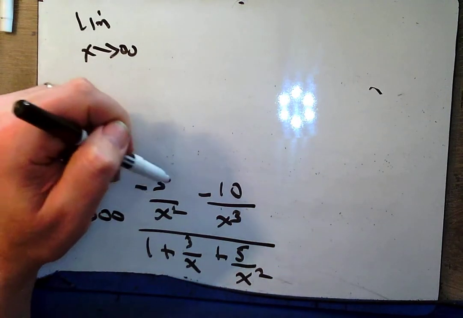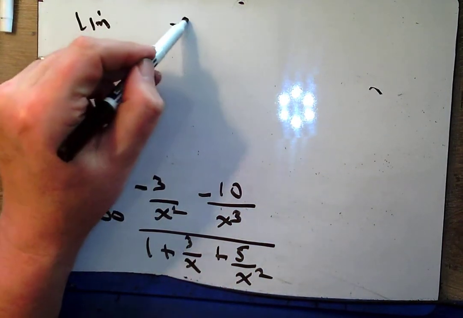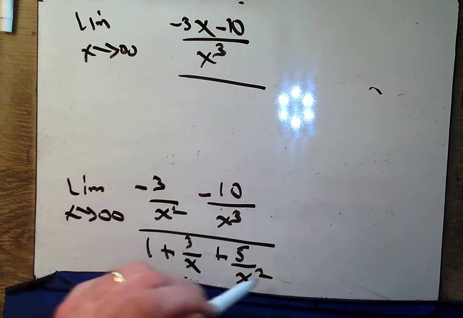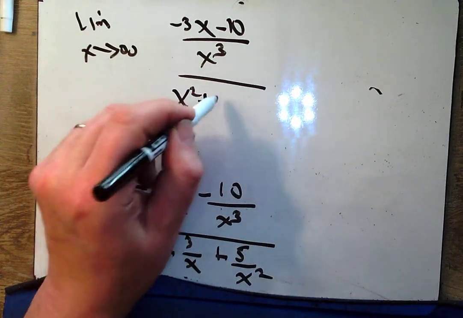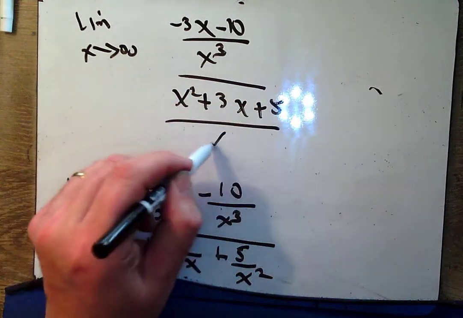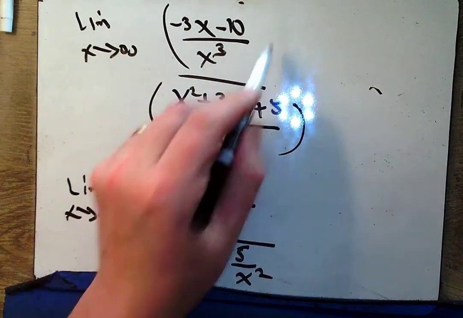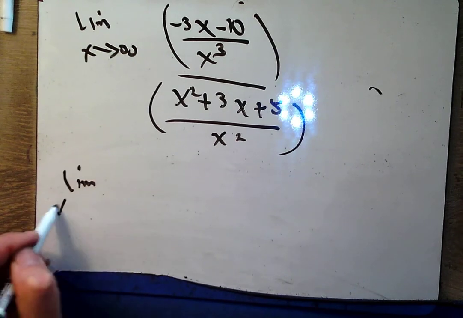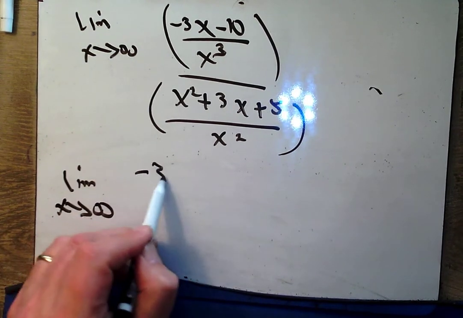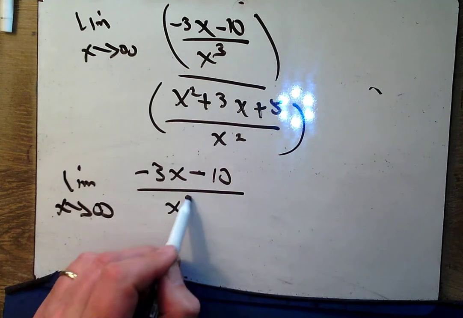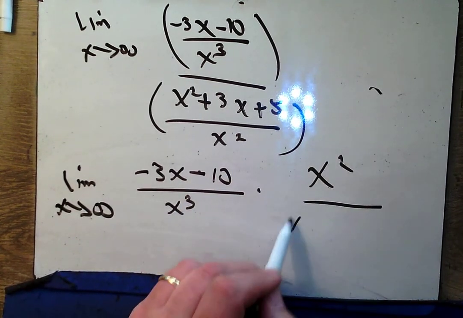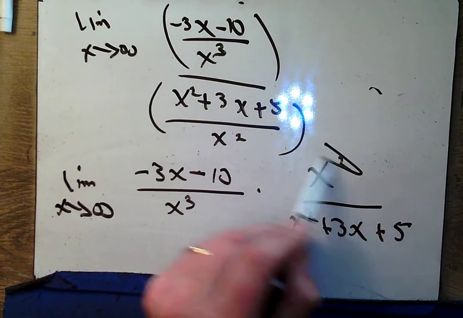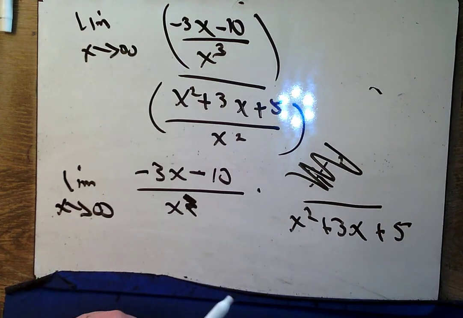So common denominator, I just need to multiply by x over x. I've got minus 3x minus 10 over x to the third. And down here, it looks like I'm going to have x squared plus 3x plus 5 over x squared. So this is what I'm going to do my flip and multiply with. And that's going to be the limit as x heads to infinity of minus 3x minus 10 over x to the third times x squared plus 3x plus 5. Okay, so those cancel 2 of those.